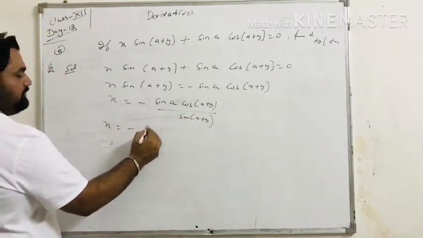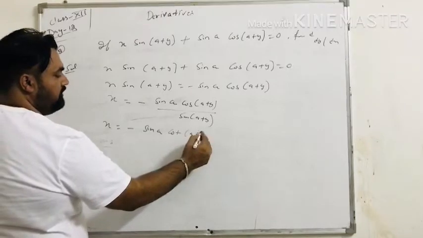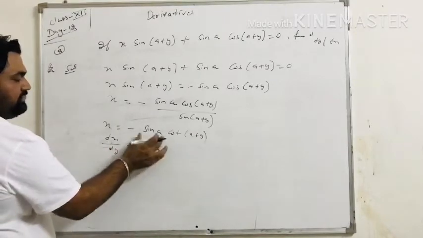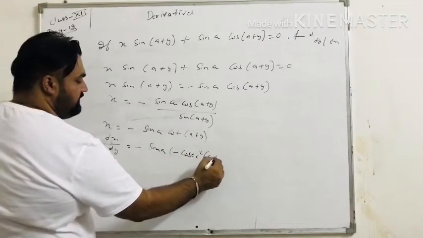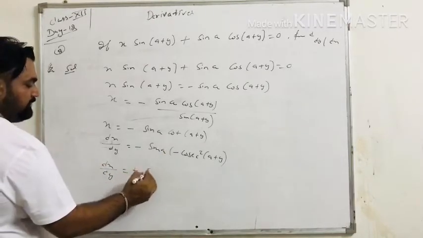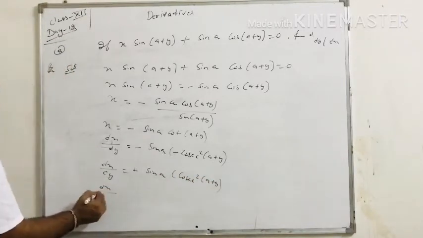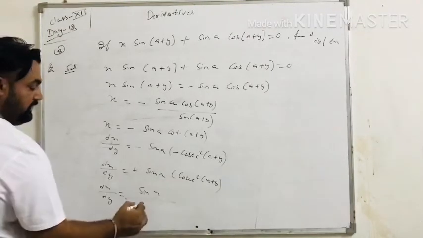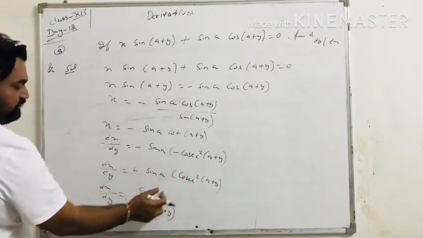x equals to minus sine a. Now cos theta upon sine theta becomes cot theta. Now differentiate with respect to y. So minus sine a is a constant. Now the derivative of cot theta is minus cosecant square theta. So dx upon dy is minus minus plus sine a cosecant square theta. So dx upon dy equals to sine a times cosecant square a plus y. So cosecant square theta is 1 upon sine square theta.